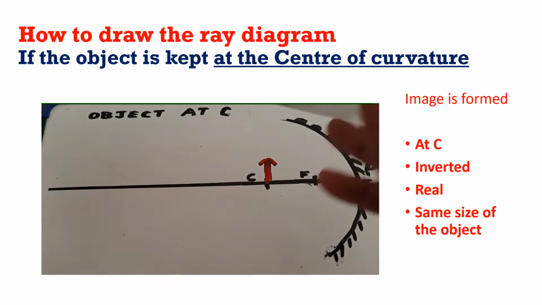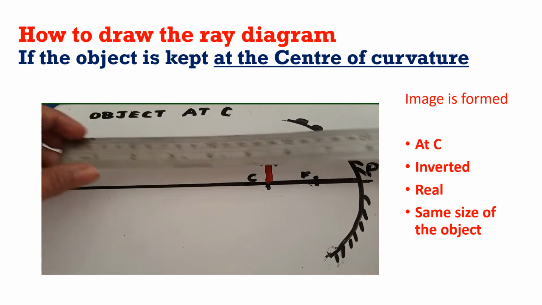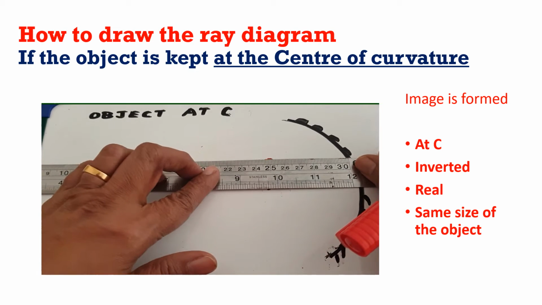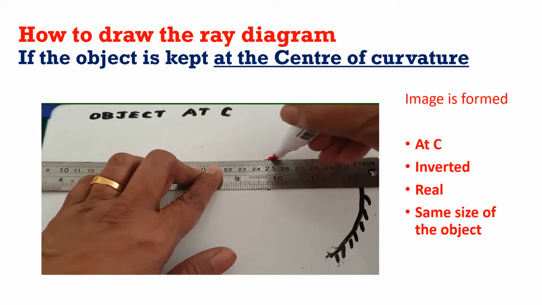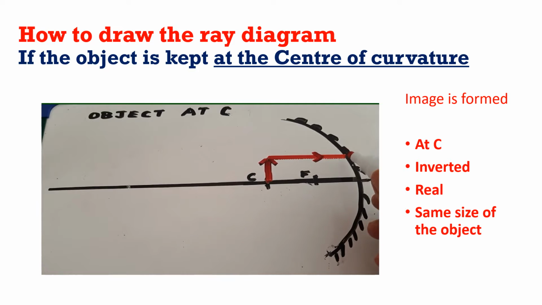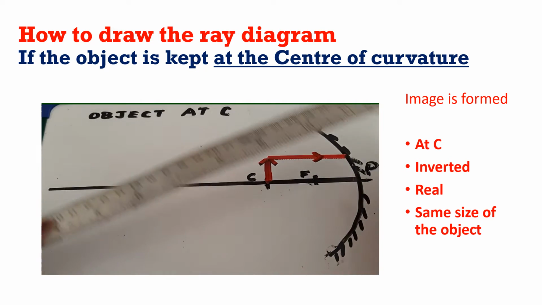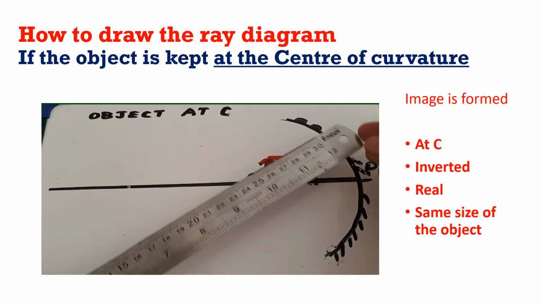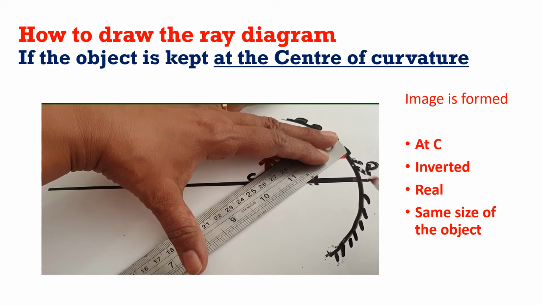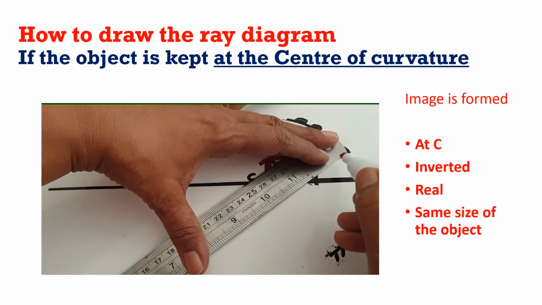Object at C. Then two rays starting from the object we will draw. First one is starting from the top parallel to the principal axis and reaches the mirror, which will pass through the focus after reflection. We learned the ray which is parallel to the principal axis after reflection will pass through the focus.